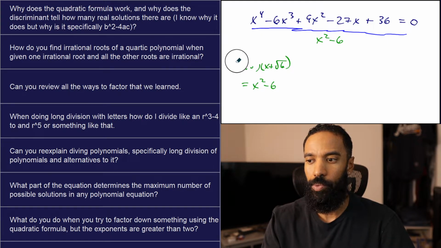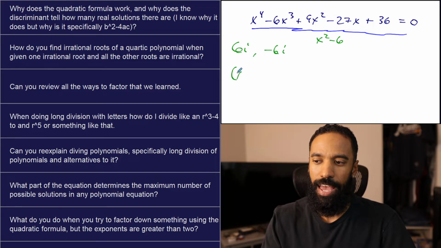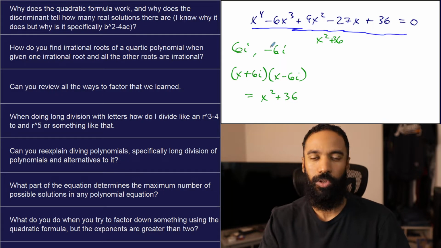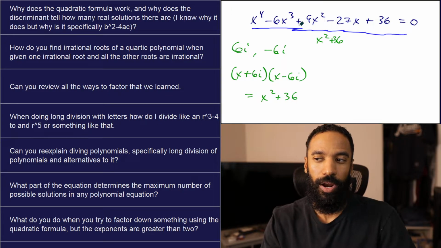Same thing is true if this was 6i and negative 6i. If they said 6i was your root, then you use negative 6i as the root, and then you have x plus 6i and x minus 6i as a difference of two squares there. It actually becomes a sum of two squares. It becomes x squared plus 36. And then you divide this by x squared plus 36, long division. Get that started, and then continue forward and try to find your other roots.